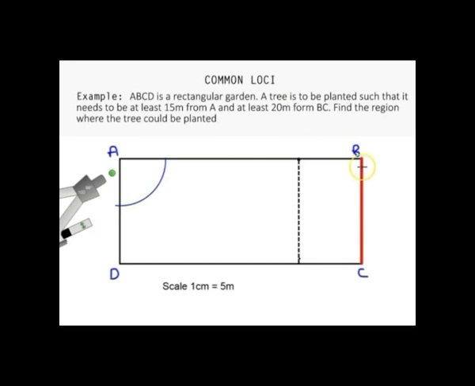This is the closest the tree can be from BC. And so we need all points on that line and beyond, but not beyond the arc. So the tree can be planted anywhere in this region.